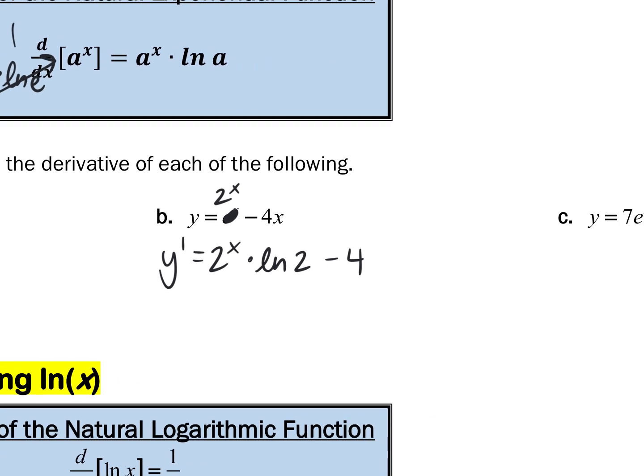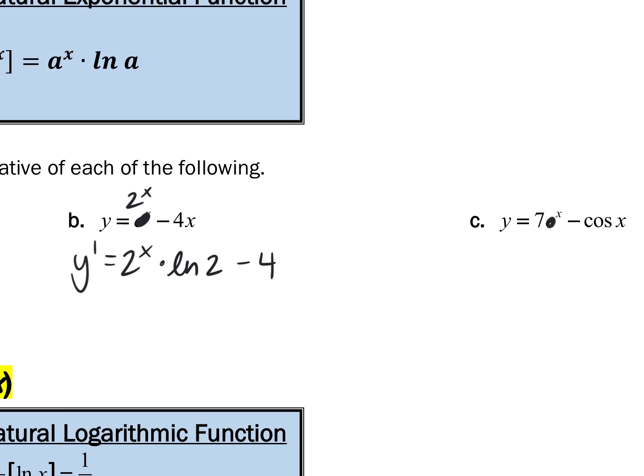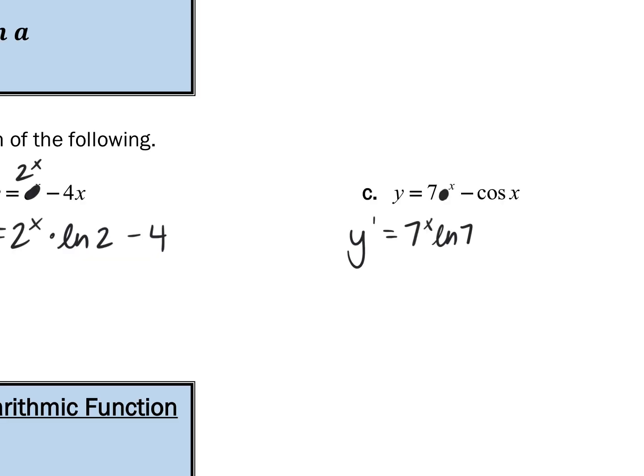Okay. And let's change this one to just be 7 to the x. Write your derivative and check with your neighbor. All right. Did we get this? Or you could have had a plus here. That's fine too. Good stuff. So that is a natural log one if you have a number to a power.